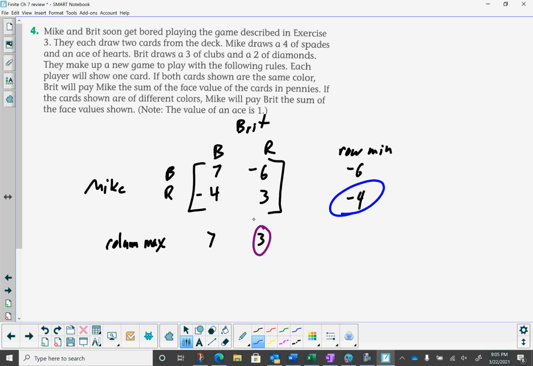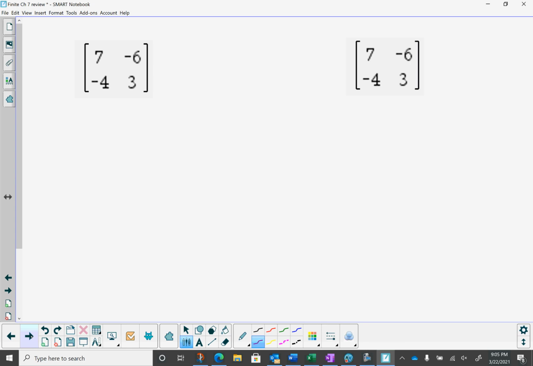So Mike's best strategy is going to be what? All right, so now we need to set up a system here where, again, he's the row player. We're going to use P for the proportion of times that he decides to show the black card, and 1 minus P for the proportion of times he's going to show the red card. So again, we need to multiply row times column.